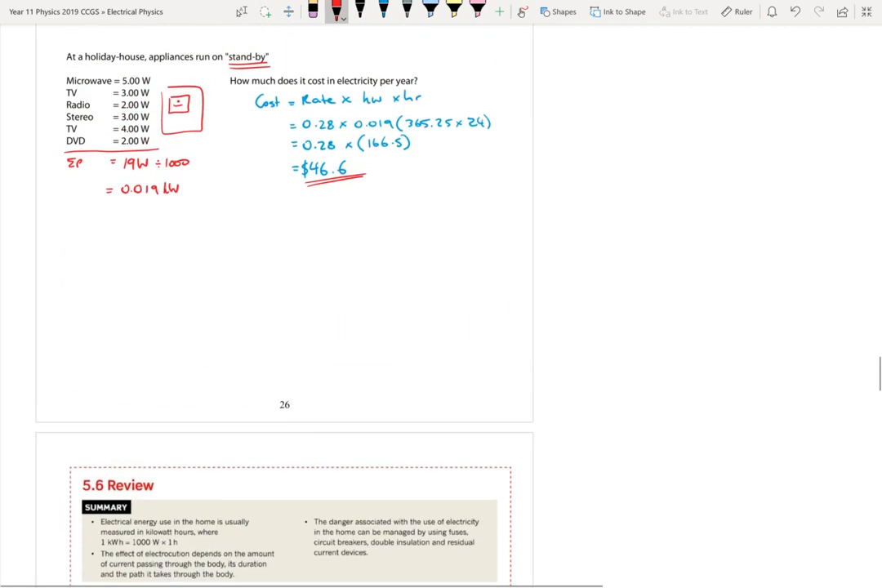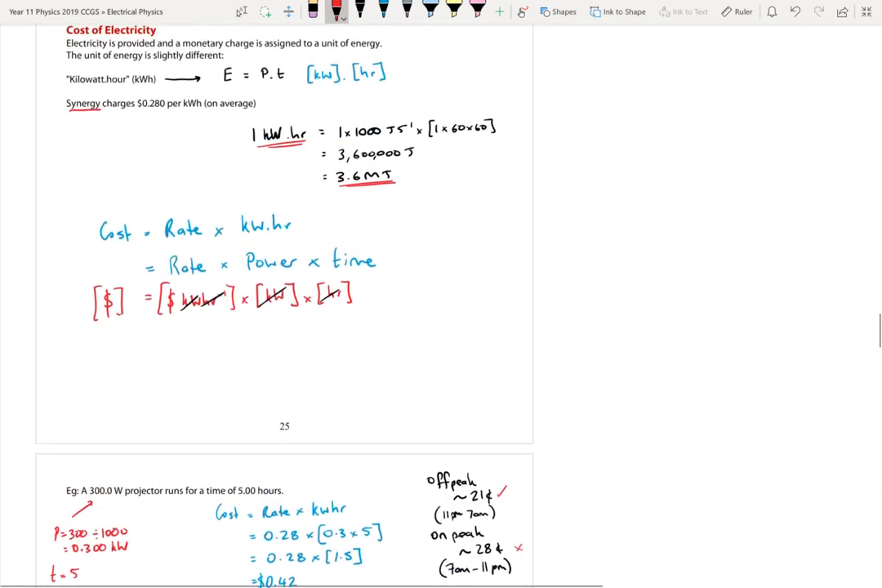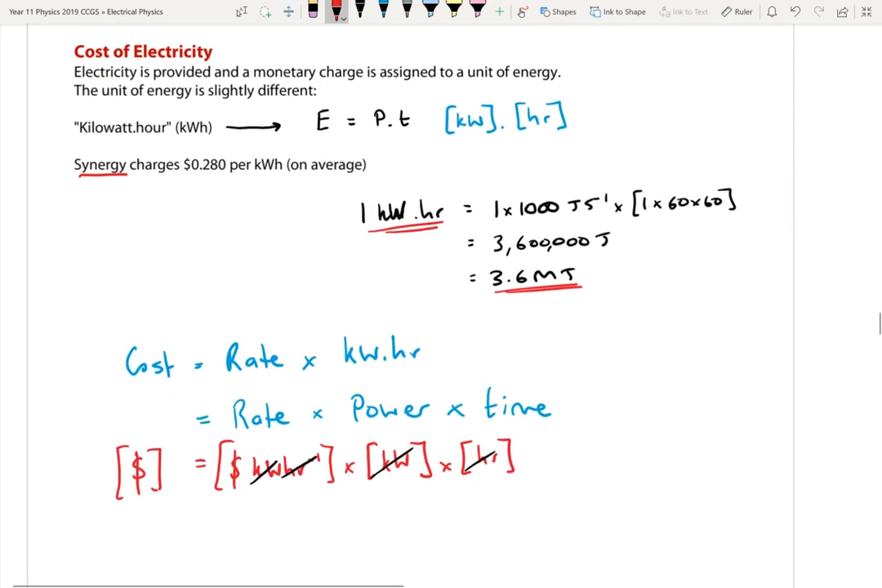So that was just a very quick lesson on the kilowatt hour. It is a unit of energy, even though it has the word kilowatt. Power times time is energy. So a kilowatt hour is simply a big amount of energy which we have to pay for every time we consume that amount of energy.